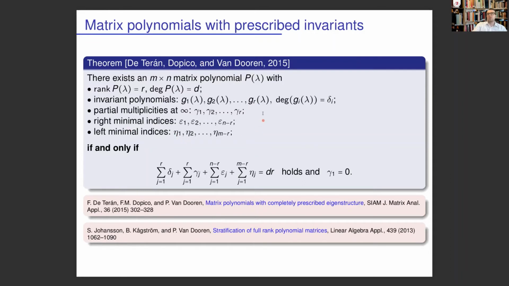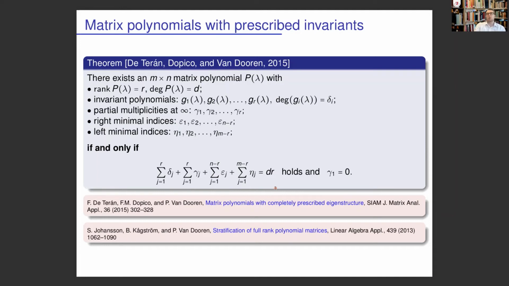So it tells us that, given the list of the invariants, the polynomial exists if and only if we have this equality on those invariants. Basically, the sum of all the invariants is equal to the degree of the polynomial multiplied by the rank of the polynomial. So it is resolved. We can at least guarantee the existence.